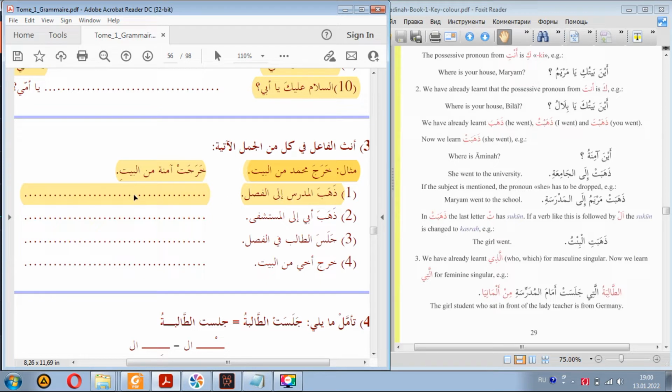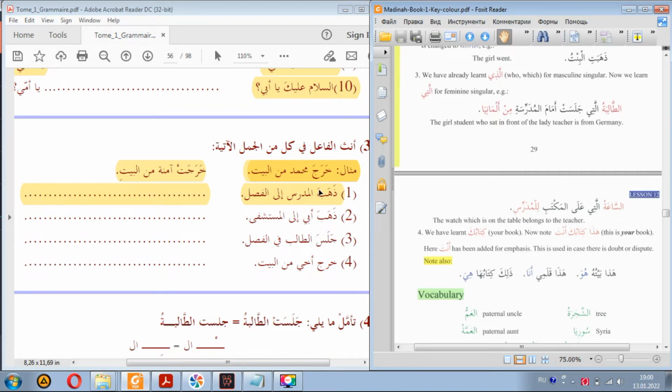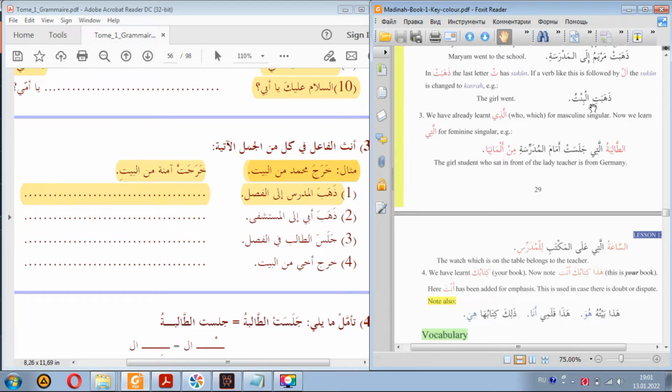ذهبت المدرسة. This ta marbuta, because again we imply a woman, a female teacher. إلى الفصل. ذهبت المدرسة إلى الفصل. But again, when we pronounce it without making pauses, we say ذهبتِ المدرسة, just like here, ذهبتِ البنت, because ta with sukun is followed by alif lam. And to make the pronunciation easier, we change the sukun to kasra. But the foundation of this ذهبت is that it had sukun in the end. Just to make the pronunciation easier, we say ذهبتِ البنت. So ذهبت المدرسة إلى الفصل.